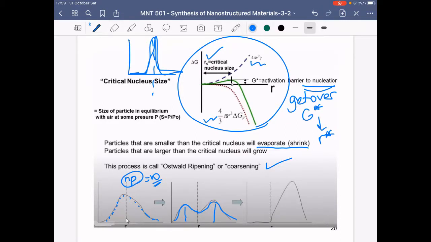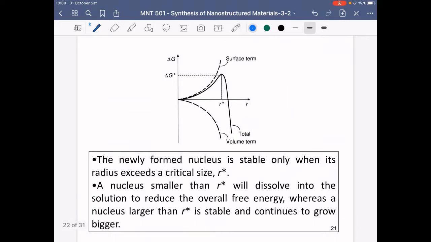But as time goes on, this part will disappear, the little ones, and I'm going to have a big, broad nanoparticle size distribution. That's called Ostwald ripening. I want to control what's happening here to get a good size distribution. And that's controlled by the kinetics and thermodynamics, the temperature, the concentration, the pH level, and so on. It has a huge effect on all those factors.